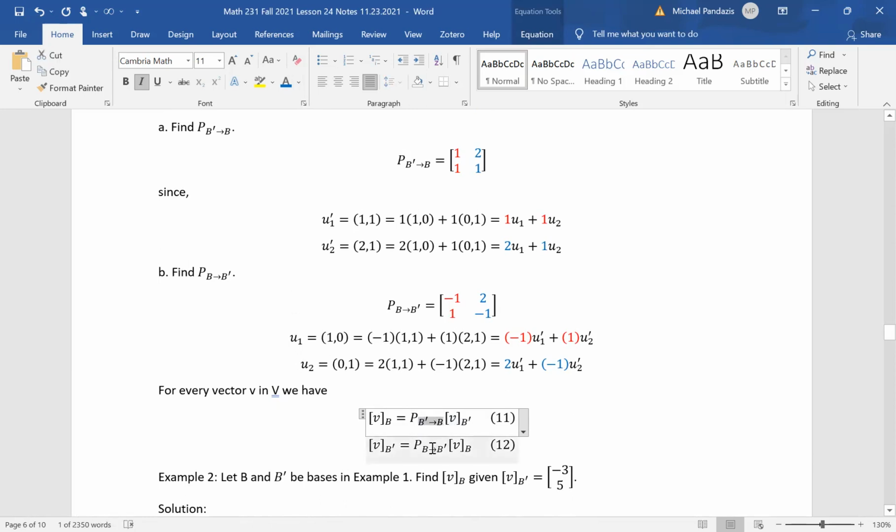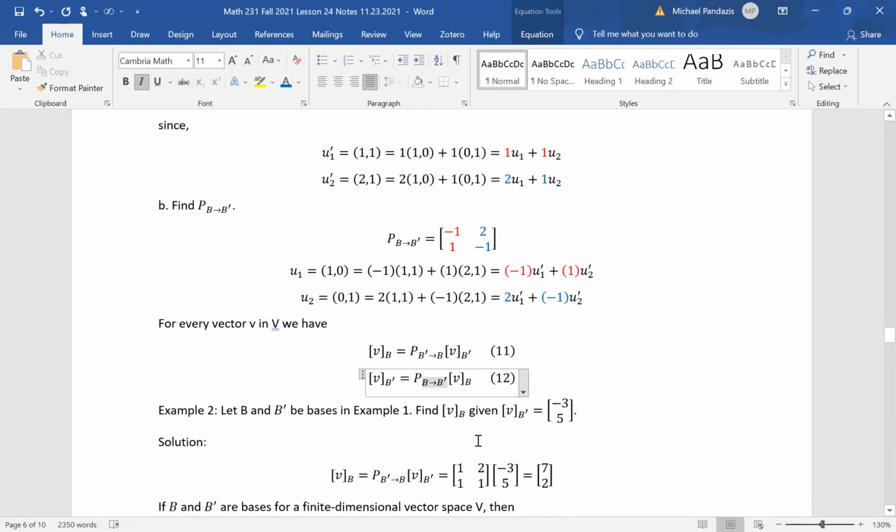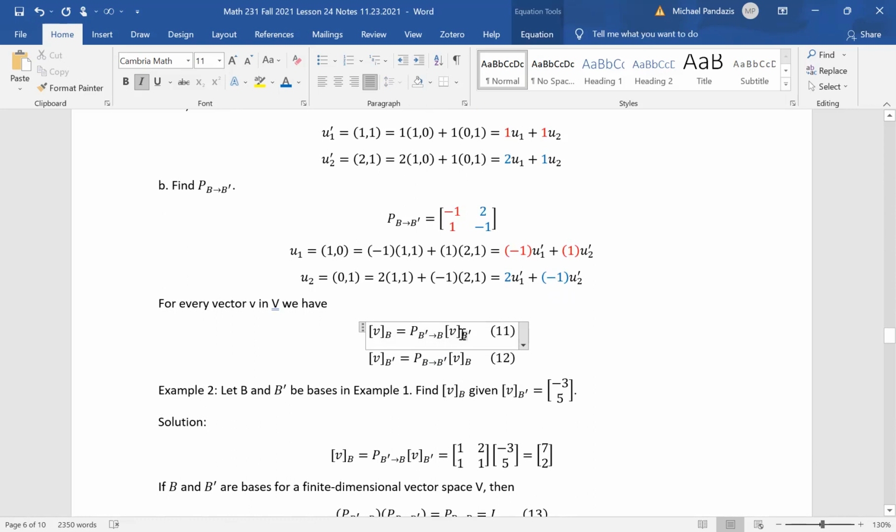And we have the coordinates of that vector V relative to a basis B prime is equal to its coordinates relative to a basis B left multiplied by the transition matrix from B to B prime. In a sense, you can think of this as taking the coordinates of vector V relative to a basis B prime and then changing it to its coordinates relative to B, see B prime to B.